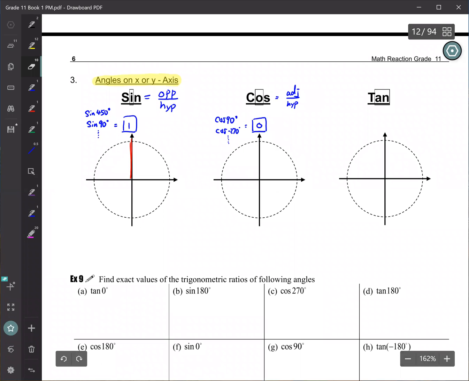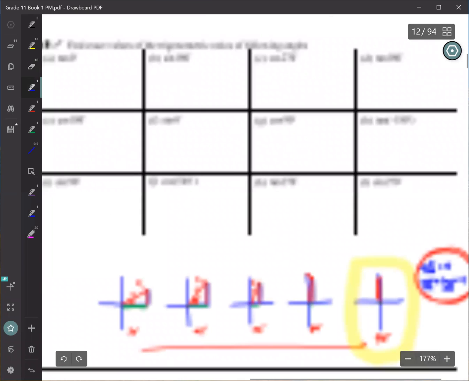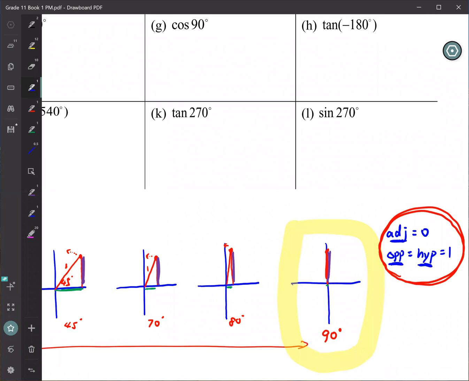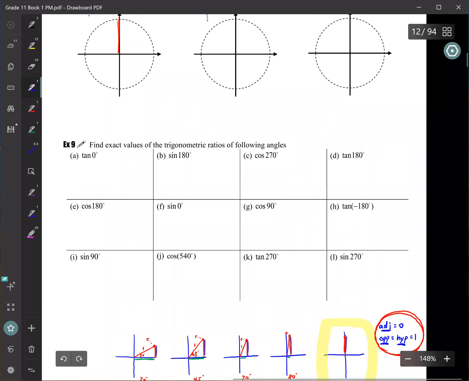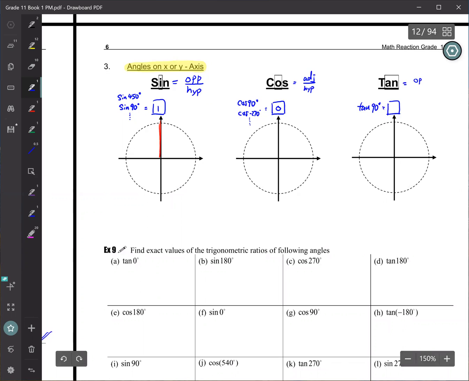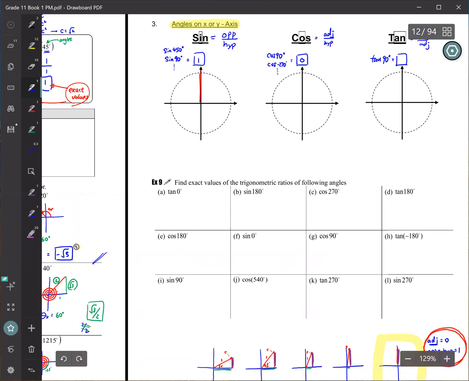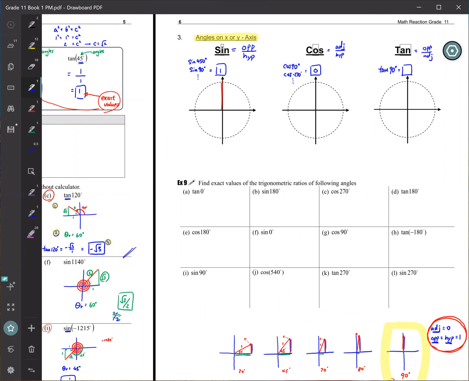So can anyone tell me what the tangent at 90 degrees will be? Tangent at 90 degrees, what would that equal? Look at the sides. Tangent at 90 degrees. Anyone? Tangent is opposite over adjacent, right? What do you think? Opposite over adjacent, what would they equal? Chris, what do you think?